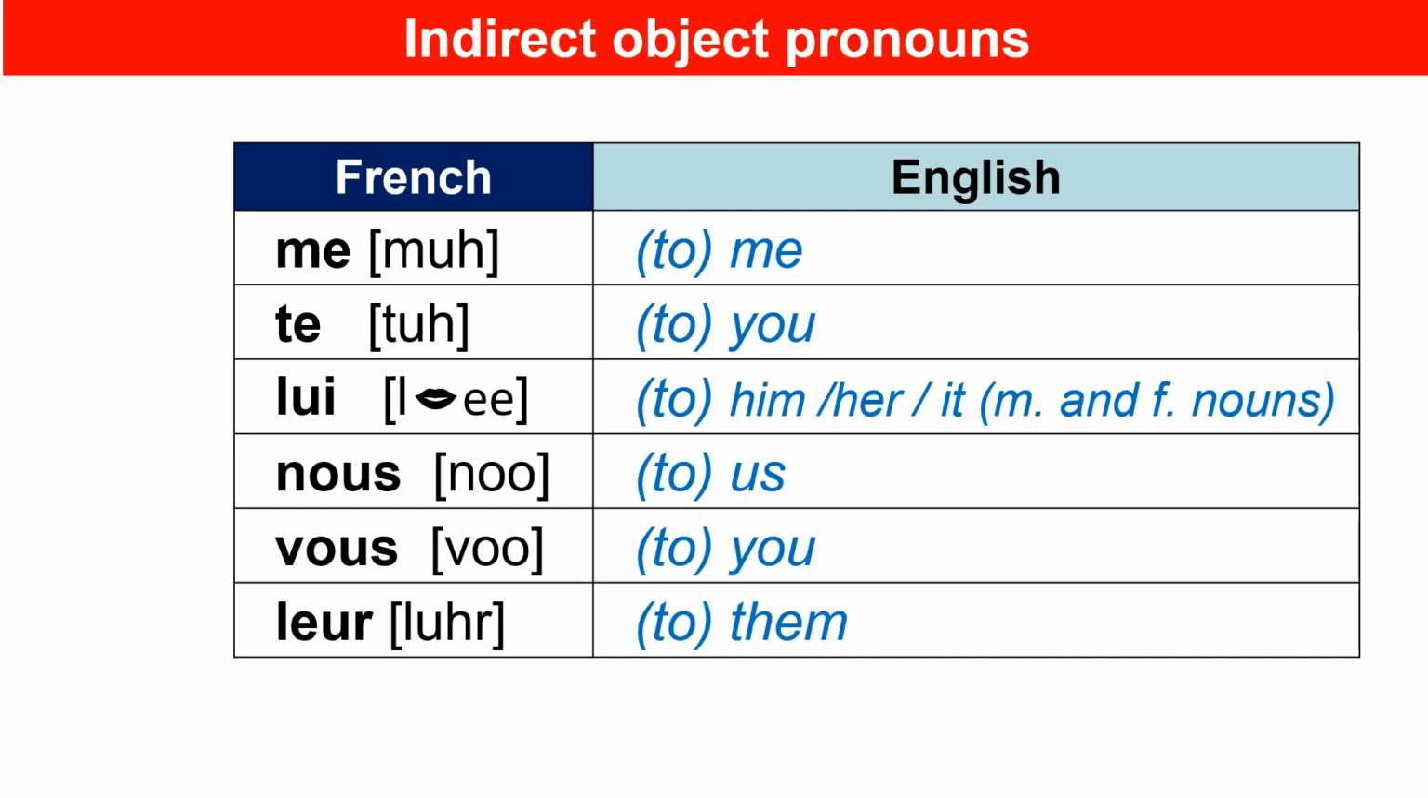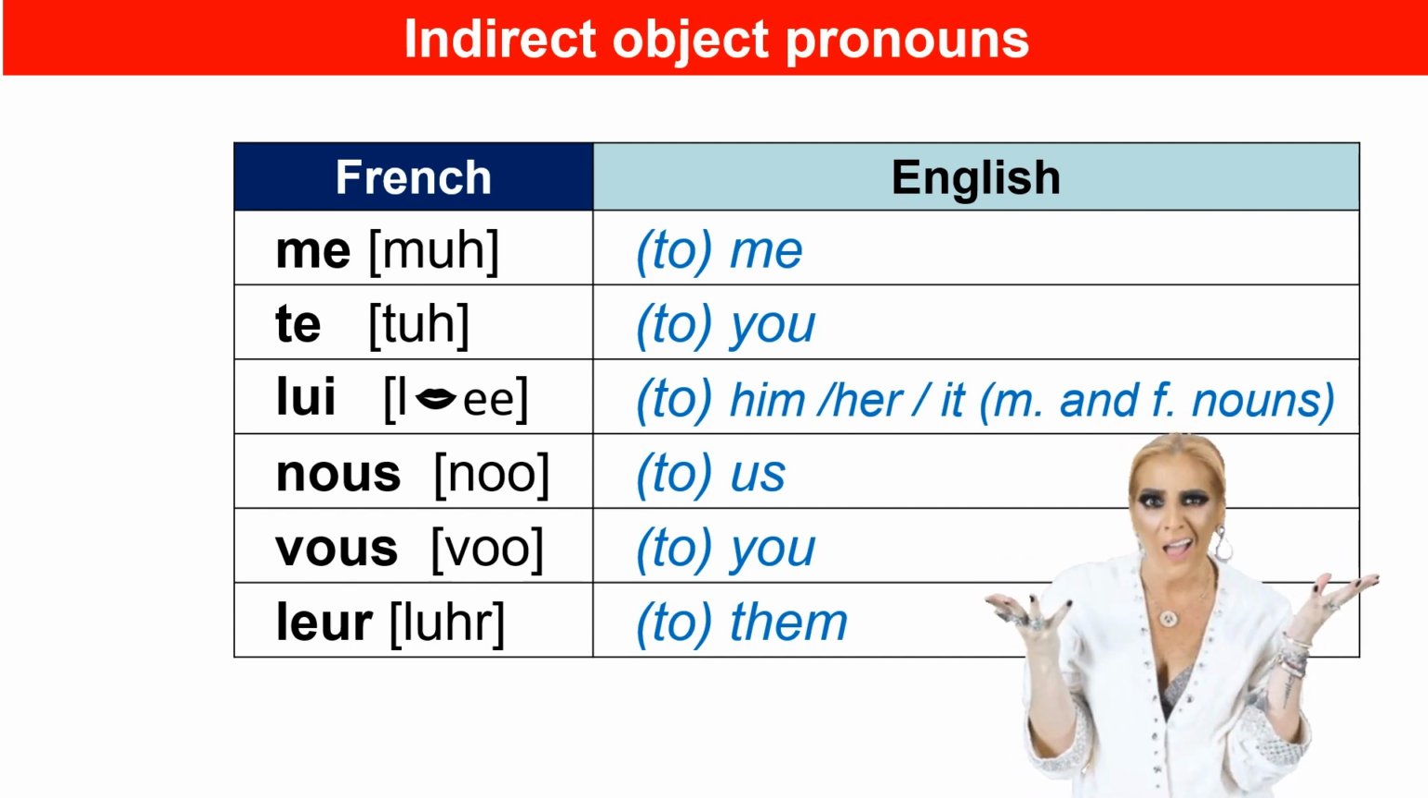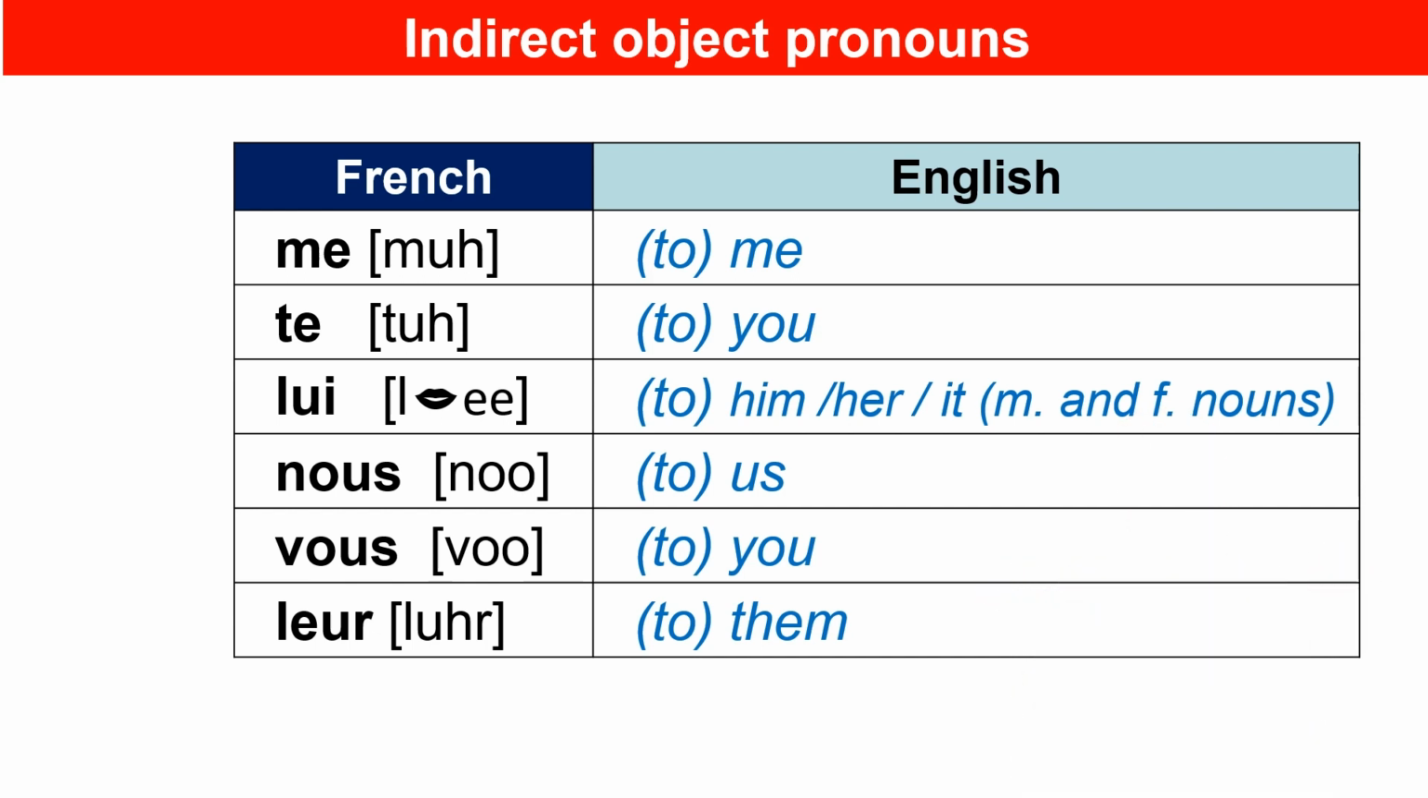So in our last lesson, we saw that direct object pronouns replace direct objects. Therefore, indirect object pronouns replace indirect objects. You notice that in the English translation, instead of me, which would be the direct object pronoun, we have to say to me, with the addition of the preposition.